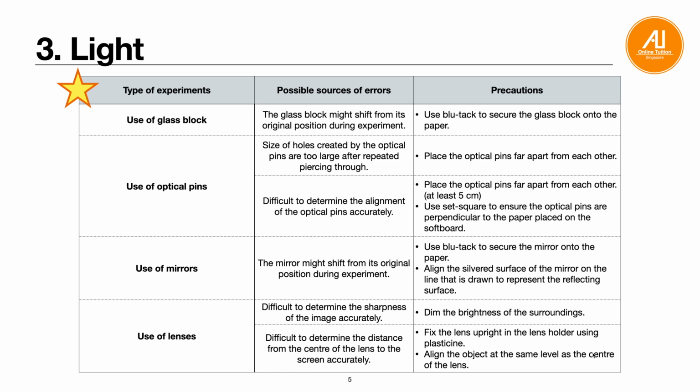Okay, everything must be aligned, the object to the center of the lens. Then you will see a clearer image, so it's easier for you to measure. Okay, so this is for light.